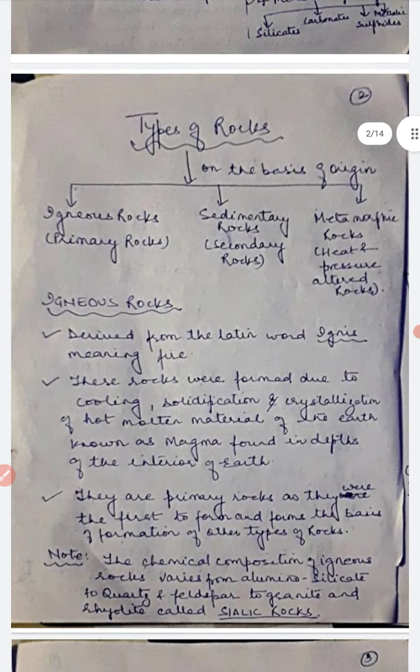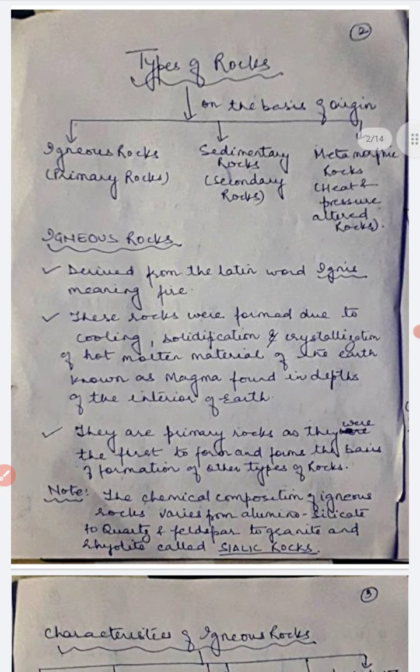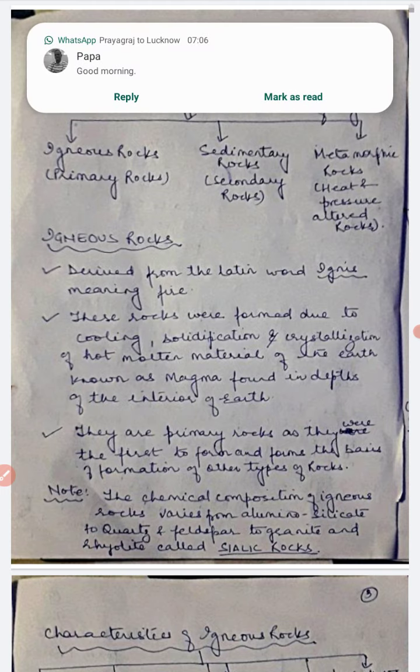Now we'll learn what the different types of rocks are. On the basis of origin, rocks have been classified into three types: igneous rocks, sedimentary rocks, and metamorphic rocks. Igneous rocks are the primary rocks, sedimentary rocks are the secondary rocks, and metamorphic rocks are formed as a result of the heat and pressure which is created in the earth crust and also in the interior of the crust.